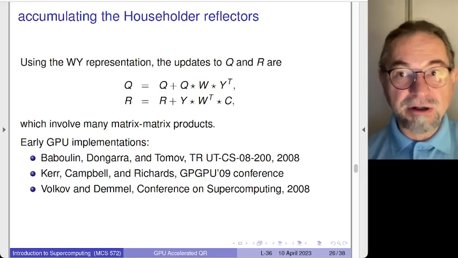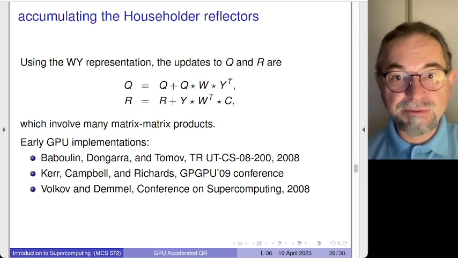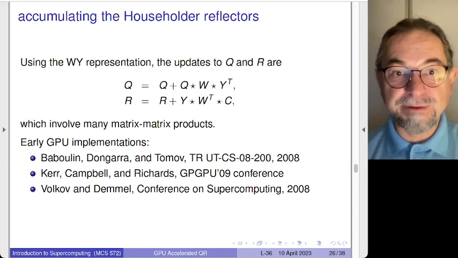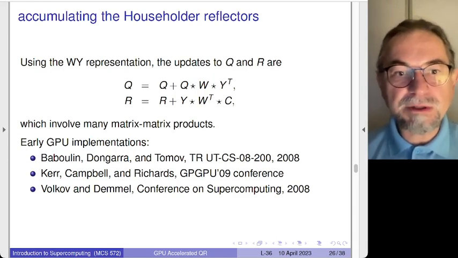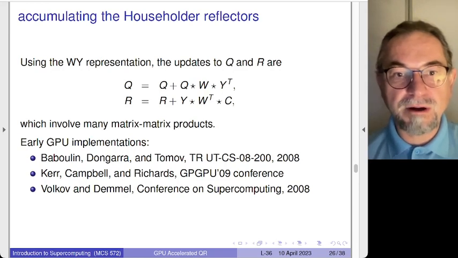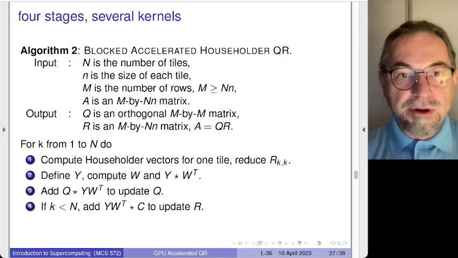So there are GPU implementations. In this course, this is probably already the fourth time that the Volkov and Demmel paper is mentioned. I got a lot out of the second reference, the paper by Kerr, Campbell, and Richards, which is very self-contained and very useful. That was my key reference when I did the multiple double implementation. But there's also the technical report by Baboulin, Dongarra, and Tomov. All right.